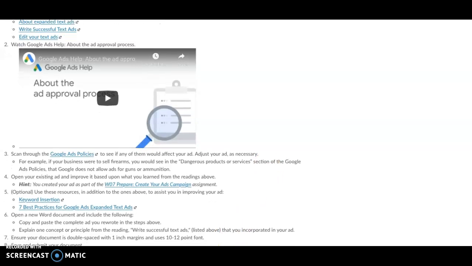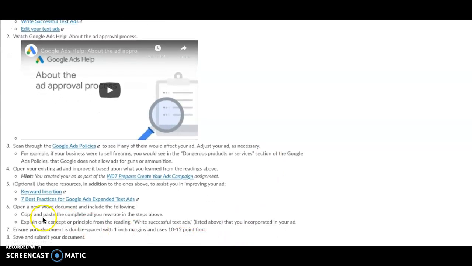Then for your assignment, you will open a Word document and copy and paste the complete ad you wrote in the steps above. Please make sure you include the complete ad. That includes a headline, a secondary headline, a URL, a brief description. There are elements to a Google ad that need to be included in this document for full credit. And then explain 1 concept or principle from the reading, Write Successful Text Ads, that you incorporated in your ad.